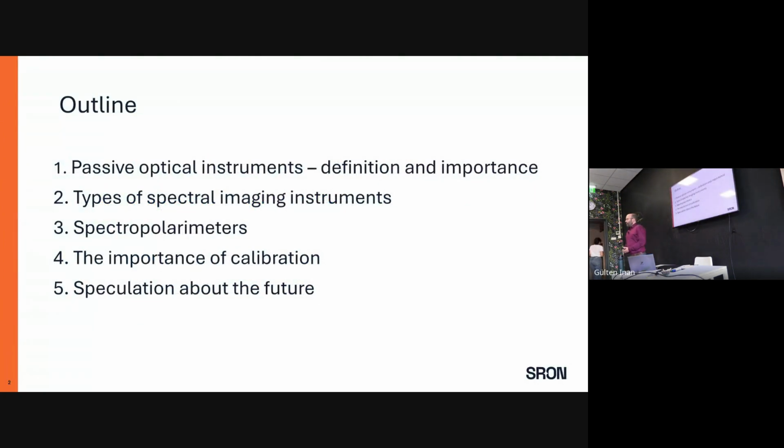So what I'm going to do in this presentation, I will at first give my personal definition. What are those passive instruments and why do I find them important? Then I will talk about several examples and types of those spectral images. Then I will talk about spectropolarimeters and then about the topic of calibration. Why is that important for those instruments? And then I will give some personal speculation. Why or how could those instruments look like in the future?